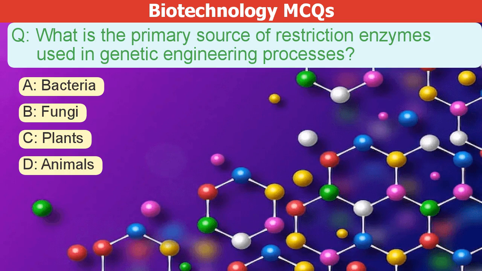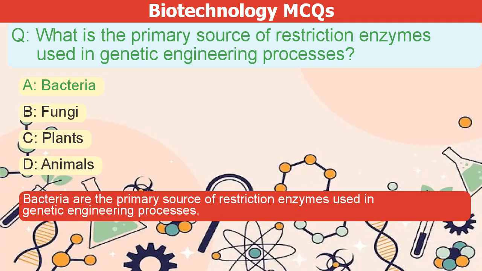What is the primary source of restriction enzymes used in genetic engineering processes? A. Bacteria. B. Fungi. C. Plants. D. Animals. The correct answer is A. Bacteria are the primary source of restriction enzymes used in genetic engineering processes.